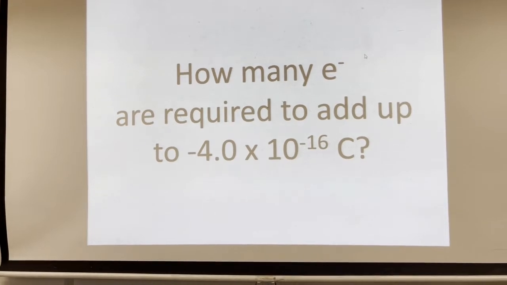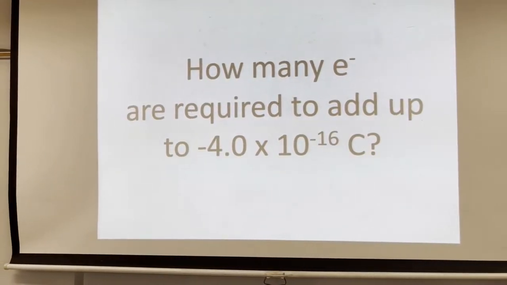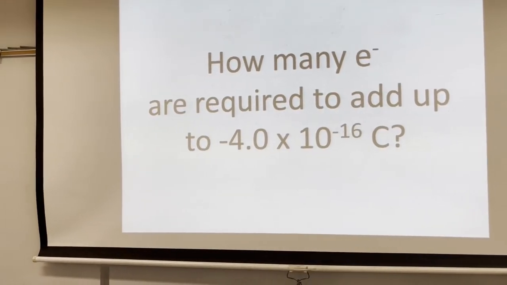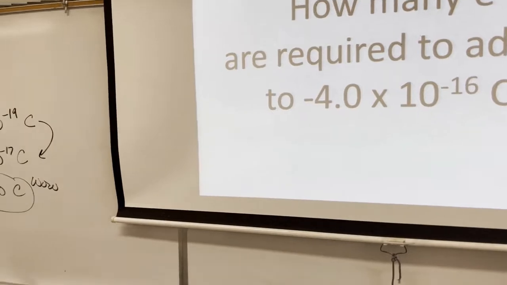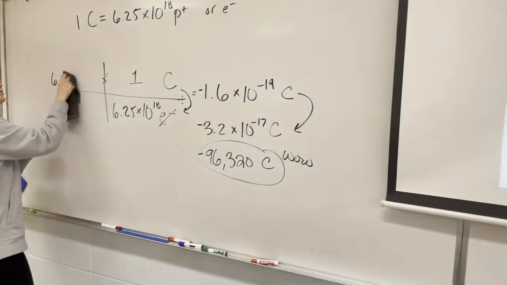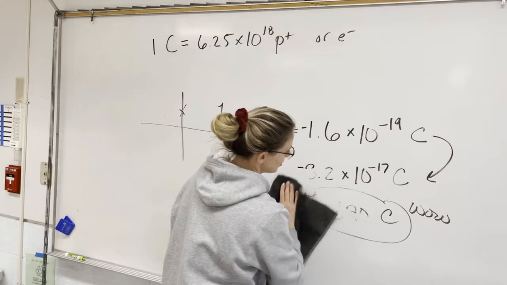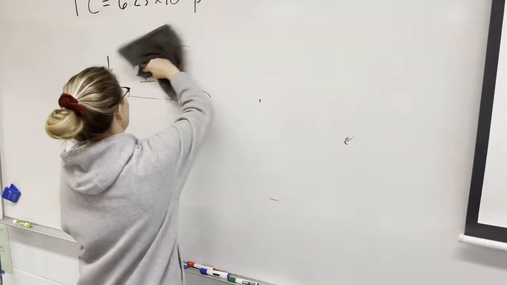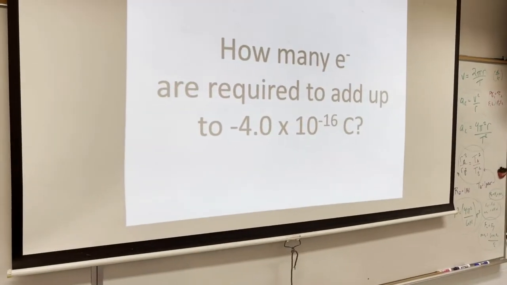How many electrons are required to add up to -4.0 times 10 to the -16th coulombs? So now we're starting with coulombs and we want electrons in the answer. Just erase the board but keep the structure because it's the same every time. So we're trying to figure out electrons now, right?